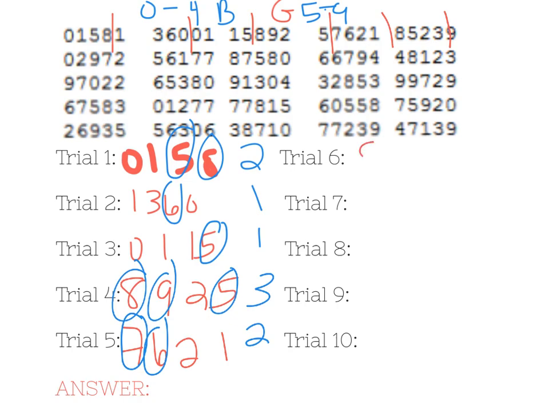8, 5, 2, 3. So my next children are an 8, a 5, a 2, and a 3. Sorry, I think I said 4. 8, 5, 2, and 3. So there's 2 girls in this group. So there's 1 here, 1 here. So that's 2 girls. And then my trial 7.